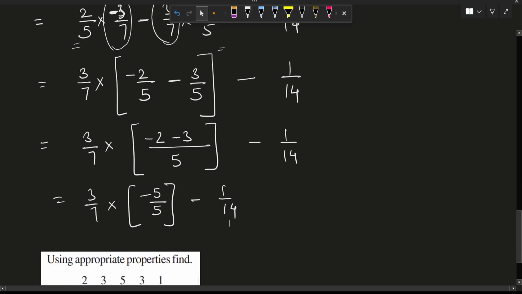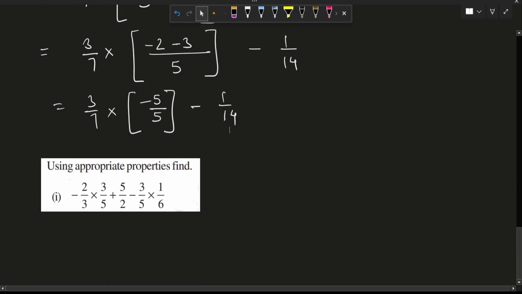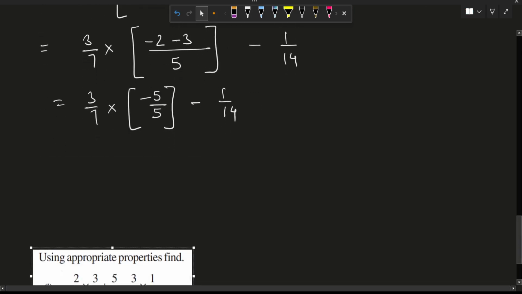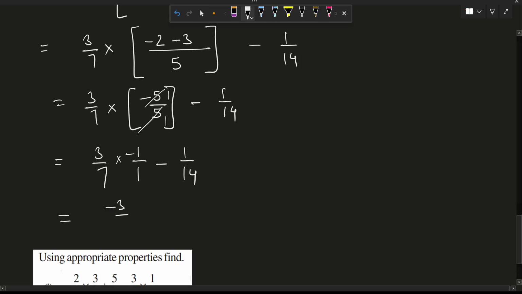So now what can I do over here? Let me just shift this question down because it's going to take a little more. So over here it's 3 by 7. You can cancel this 1 by 1. So it's into minus 1 by 1 minus 1 by 14, which comes out to be minus 3 by 7 minus 1 by 14. I hope till here it is clear.